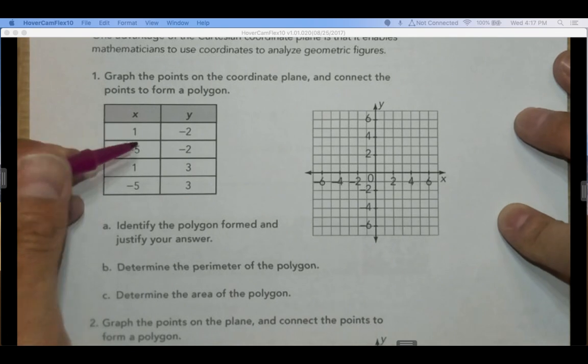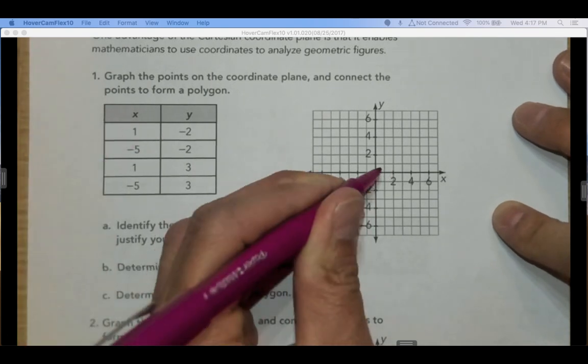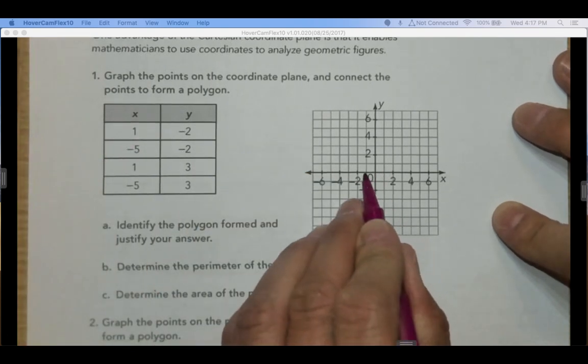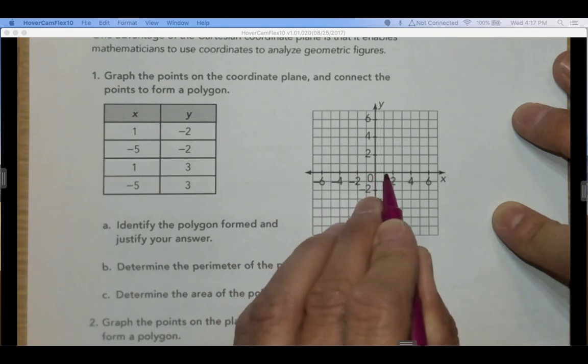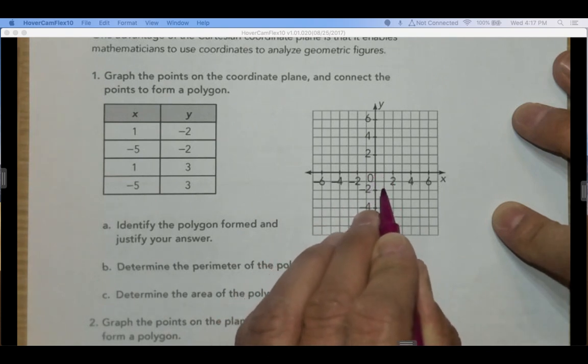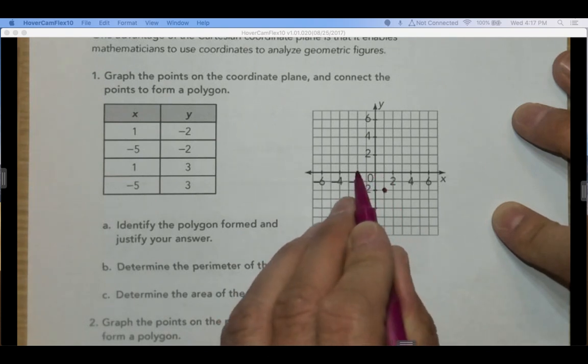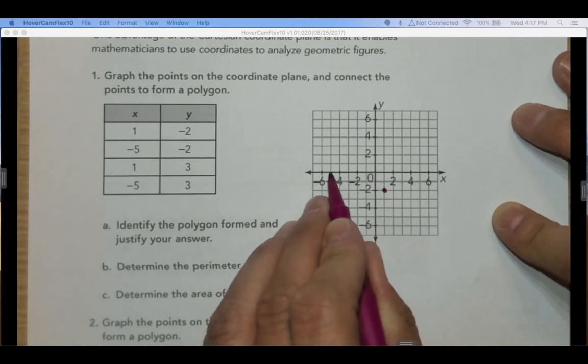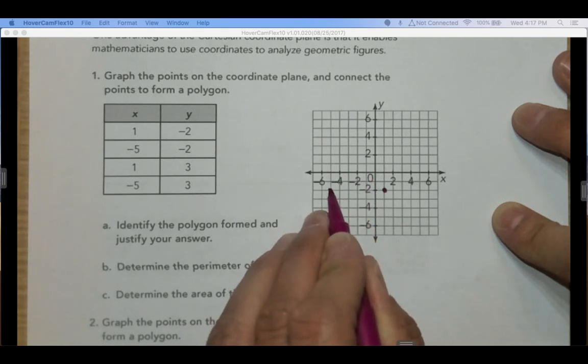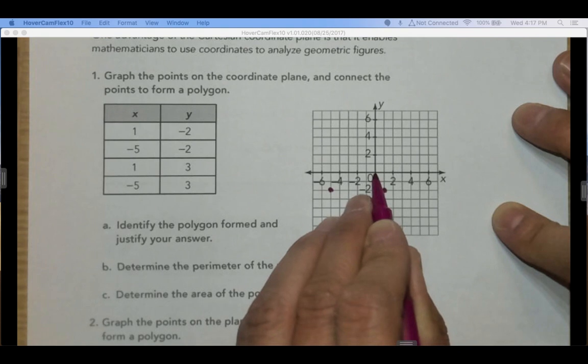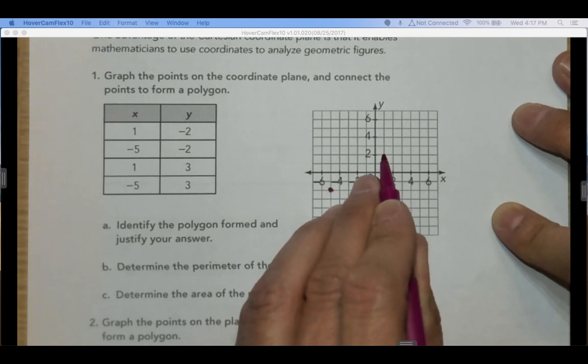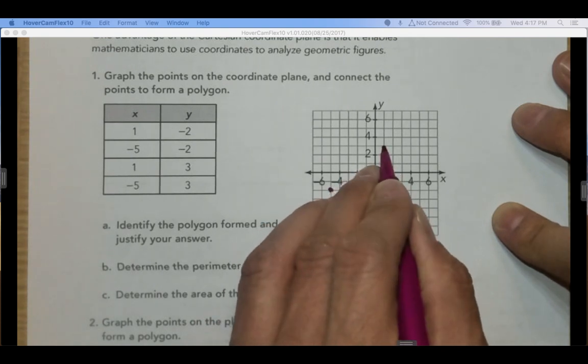Now, if you're playing it, 1, -2. So I start at the origin every time. I go left to right first. 1, -2 is going to be right there. -5, -2 is going to be right there. 1, 3 is going to be right there.